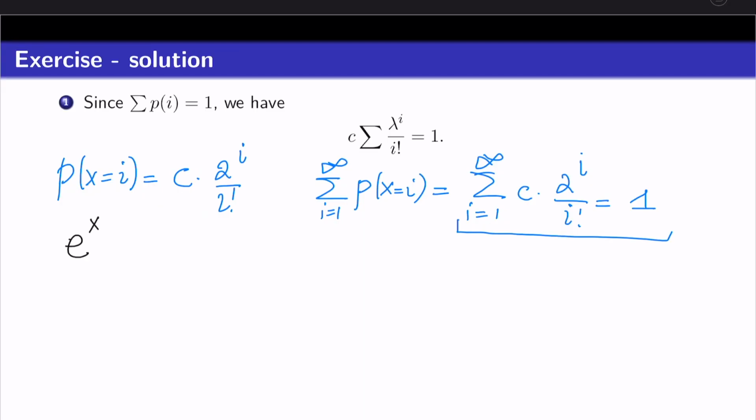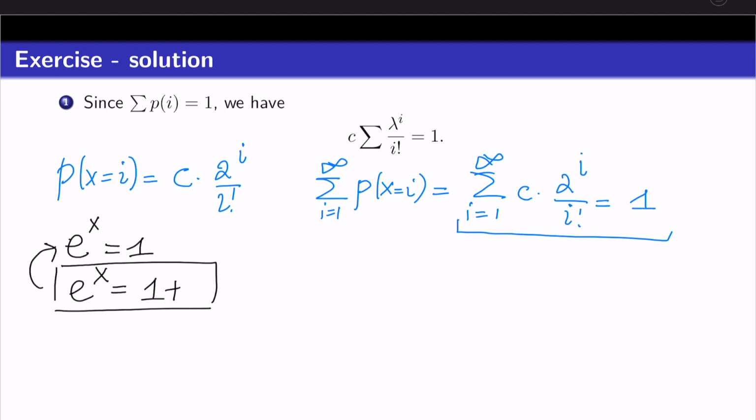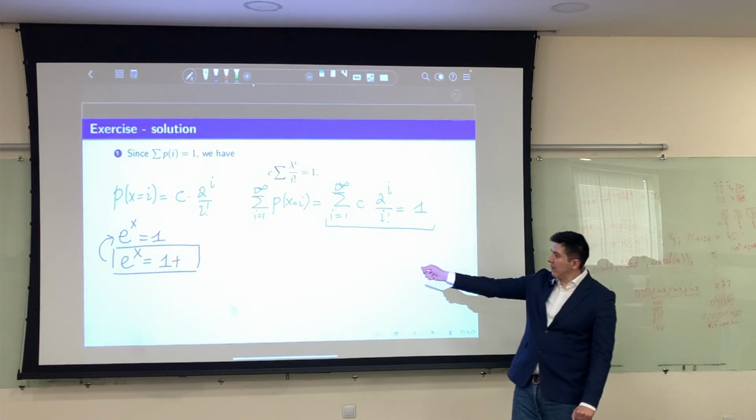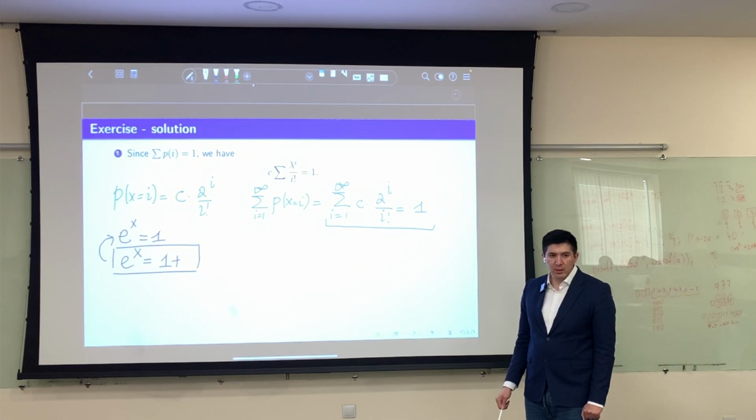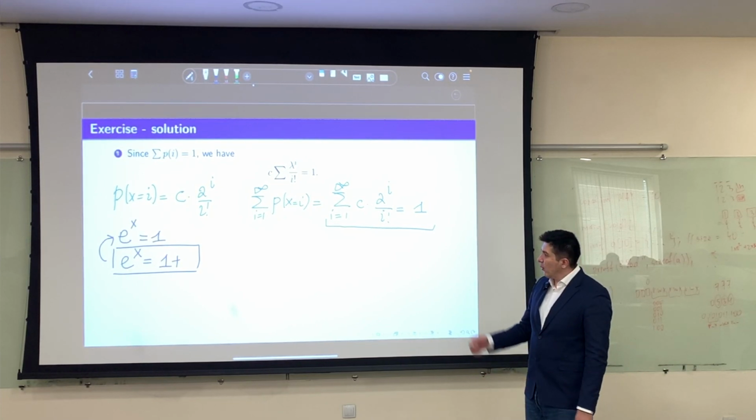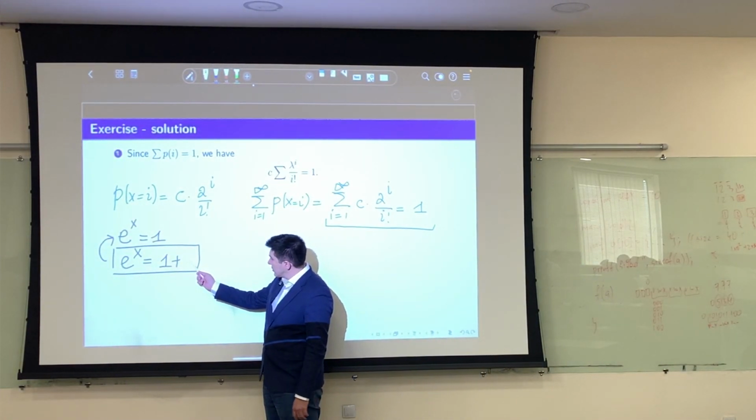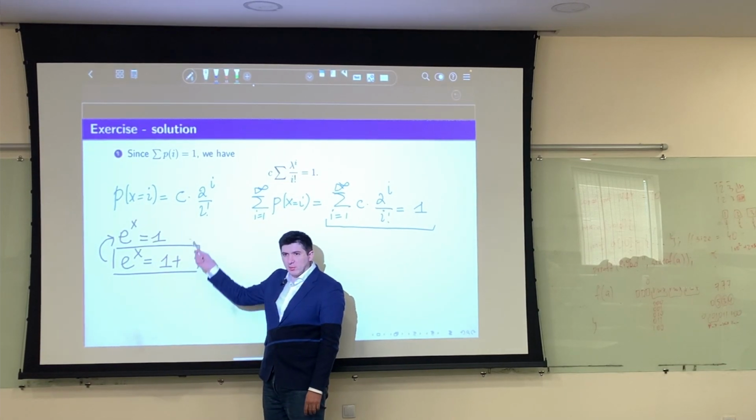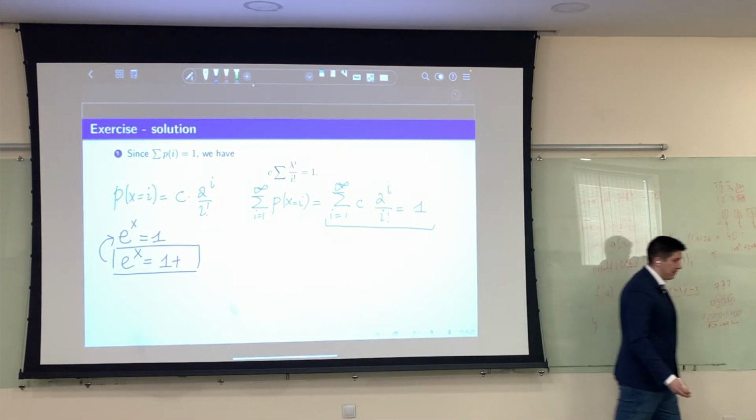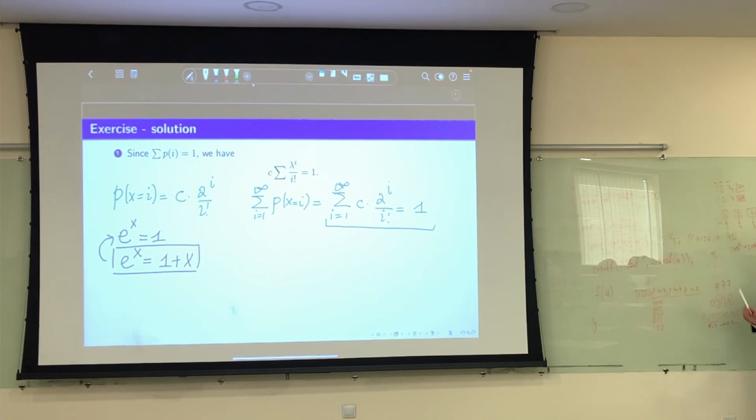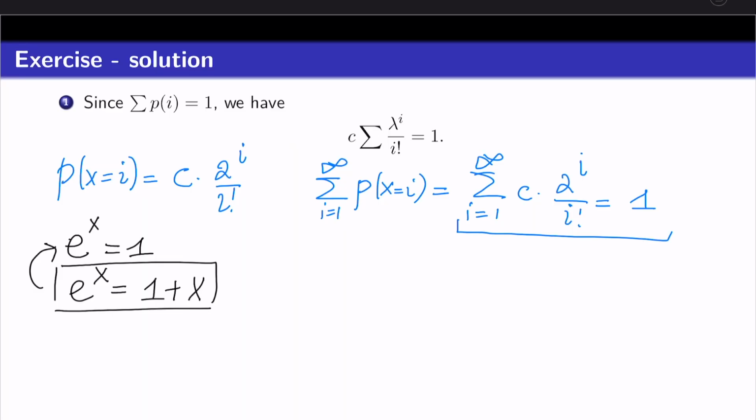I'm going to write down e to the power of x to be equal to 1. Then in the next line, I'm going to write e to the power of x equal to 1 plus something, so that if you take the derivative of the second line, you're going to get the first line. So what is the derivative of e to the power of x in the second line? Of e to the power of x, right? So what do I have to put here so that the derivative of the right-hand side is going to be equal to 1? X, right? What is the derivative of 1 plus x? 1, right?